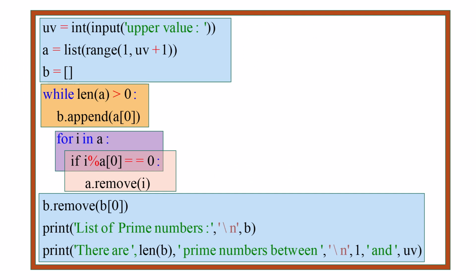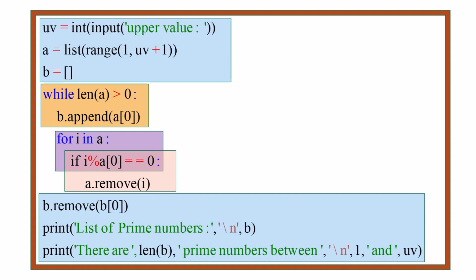The first line of the code is an input, and the input is in the form of an integer, whereby we are asking what is the upper value for the list that we are creating. So let's say I want to go up to 100. So in that case, my upper value would be 100. That would be a user input.